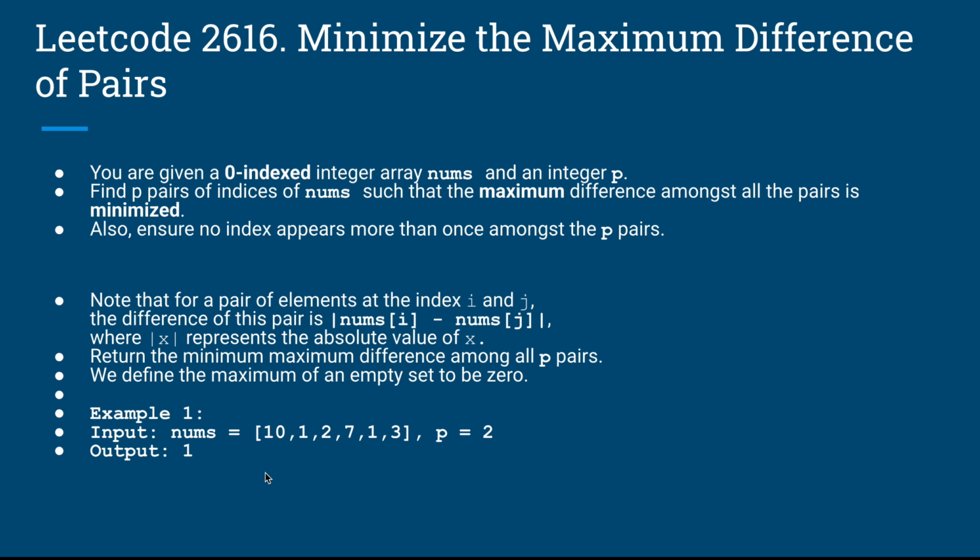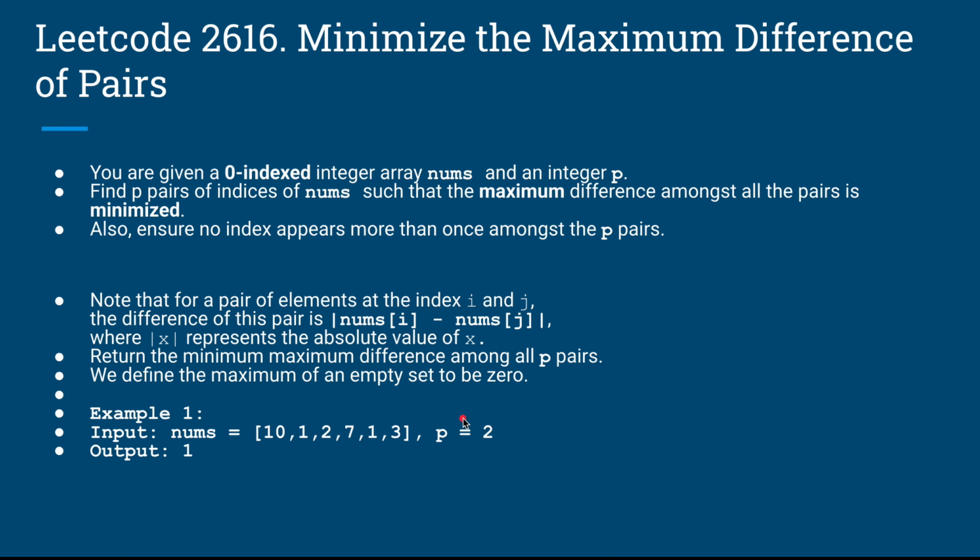We have been given an array of integers, and p, the number of pairs. So you must form exactly p non-overlapping pairs. How many pairs do we need to find for this array? 2, right?